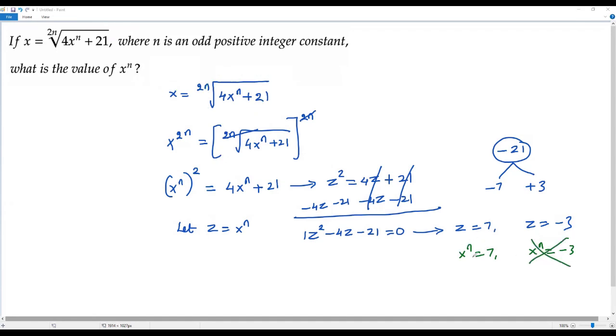Here x to the nth power equals positive 7. We know that n is an odd positive integer, then x must be positive, so that the value of this will be a positive value. So clearly x is a positive value. So when I plug in a positive value for x over here, on the left side of the equation I am getting a positive value. Already we have a positive value on the right side of the equation. Therefore, the value of x to the nth power is 7.